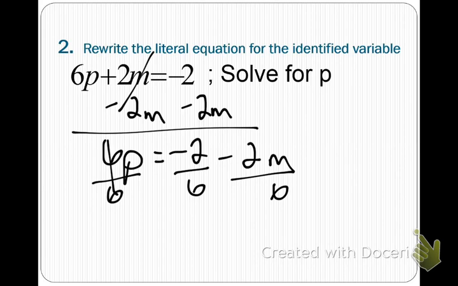Now, a couple of you guys did this, and that's why we're doing these together, right? Negative 2 over 6 is a fraction. If you reduce it, it's going to stay a fraction, right? It won't automatically or magically become a whole number. So just be careful. This is going to be 1 over 3 minus 1 over 3m.